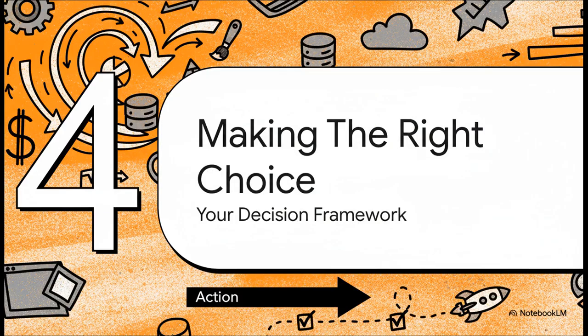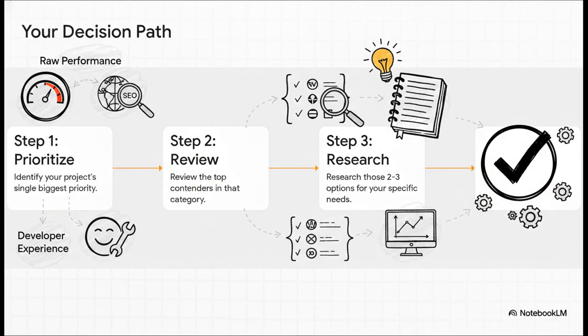Okay, we have looked at this landscape from pretty much every angle. So the big question remains, how do we actually put all this together and make a real decision? Let's build our final decision framework. Believe it or not, it's actually pretty simple. 4 steps. Step 1, and this is the most important one, prioritize. You have to sit down with your team and decide, what is the single most important thing for this project? Is it raw speed, developer safety, long-term support? Once you have that one thing, you just look at the top contenders in that category, do a little more research on those 2 or 3, and then you can choose, and choose with confidence.